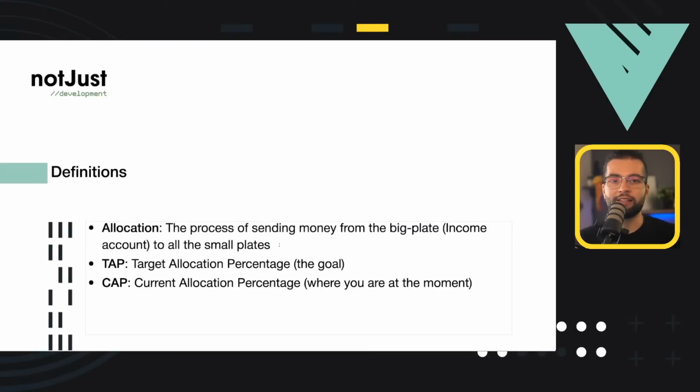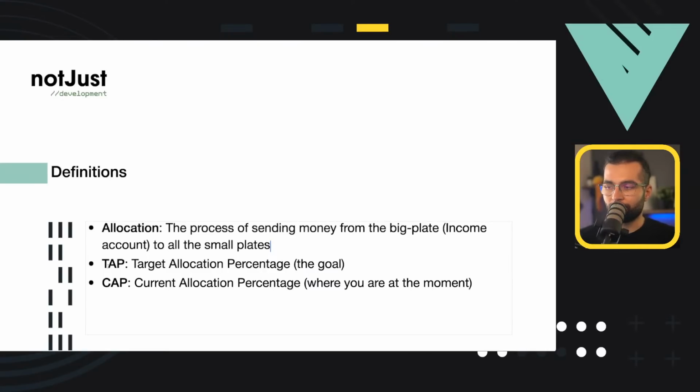So this is usually done twice a month, on the 10th and 24th. You check the income account and then you distribute it to all your other accounts. The way you're going to distribute it is going to be based on a percentage that you assign to every single account.